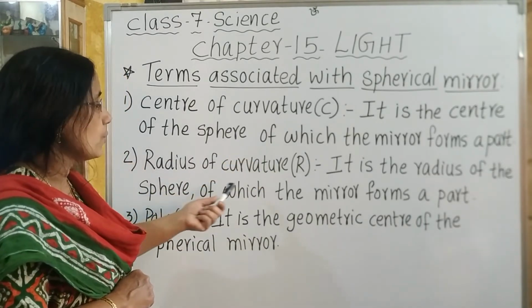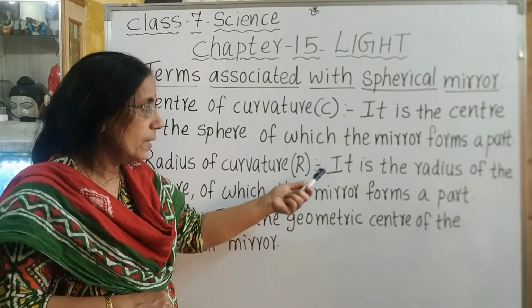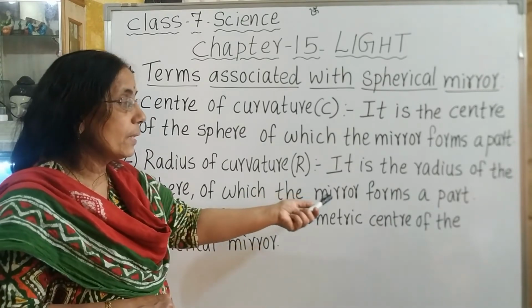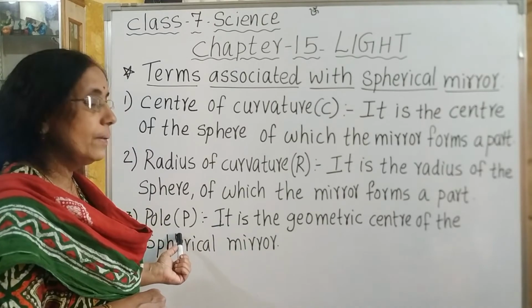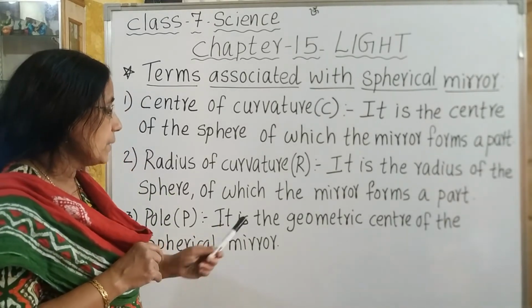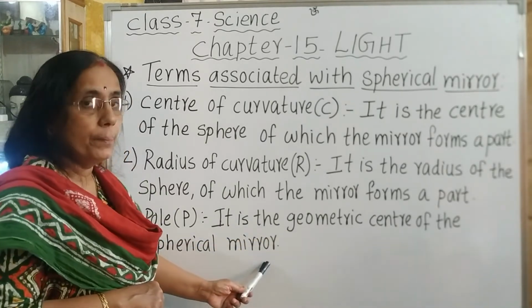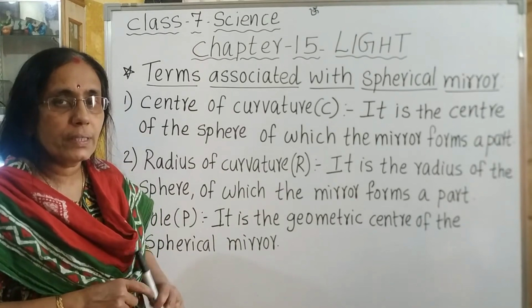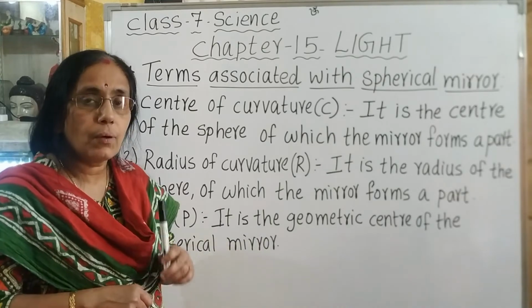Next, radius of curvature. That is represented by the letter R. It is the radius of the sphere of which the mirror forms a part. Next, pole. Pole is represented by the letter P. It is the geometric center of the spherical mirror. In the diagram, I will show you where to mark P. So, what is pole? Pole is the geometric center of the mirror.